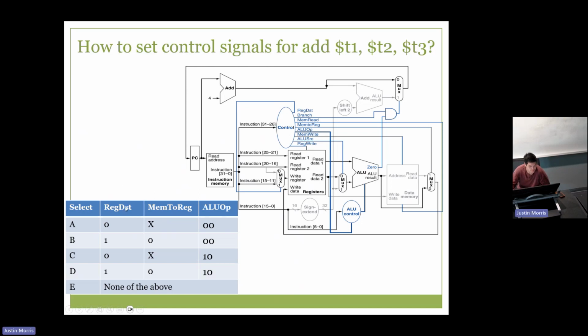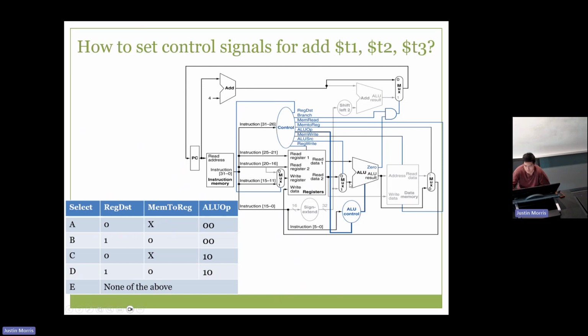Let's just do these one signal at a time, right? So register destination. I am an add T1, T2, T3. I have RD. So my destination register needs to be RD. So that means that this mux, in order to select RD, the input for the control needs to be 1. So we like B or D so far. We haven't ruled out E though, right?